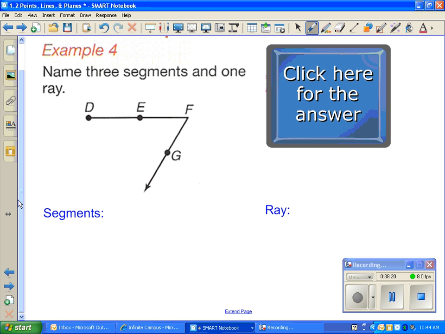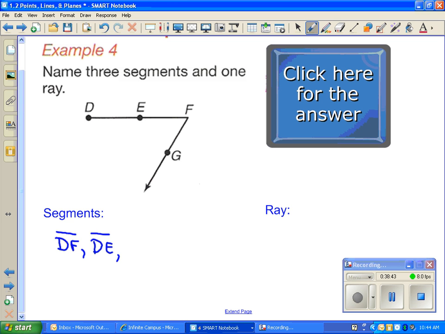For the segment. Not quite. Not D, E, F, but a segment is named by how many points? 2. So what's yours? DF. DF is a segment, and you've got to have a line above it. Somebody else want to give me another one? DE is a segment.